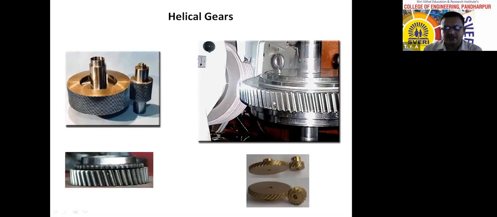Therefore, you just see here, these are the teeth. They are inclined on the surface of the gear.